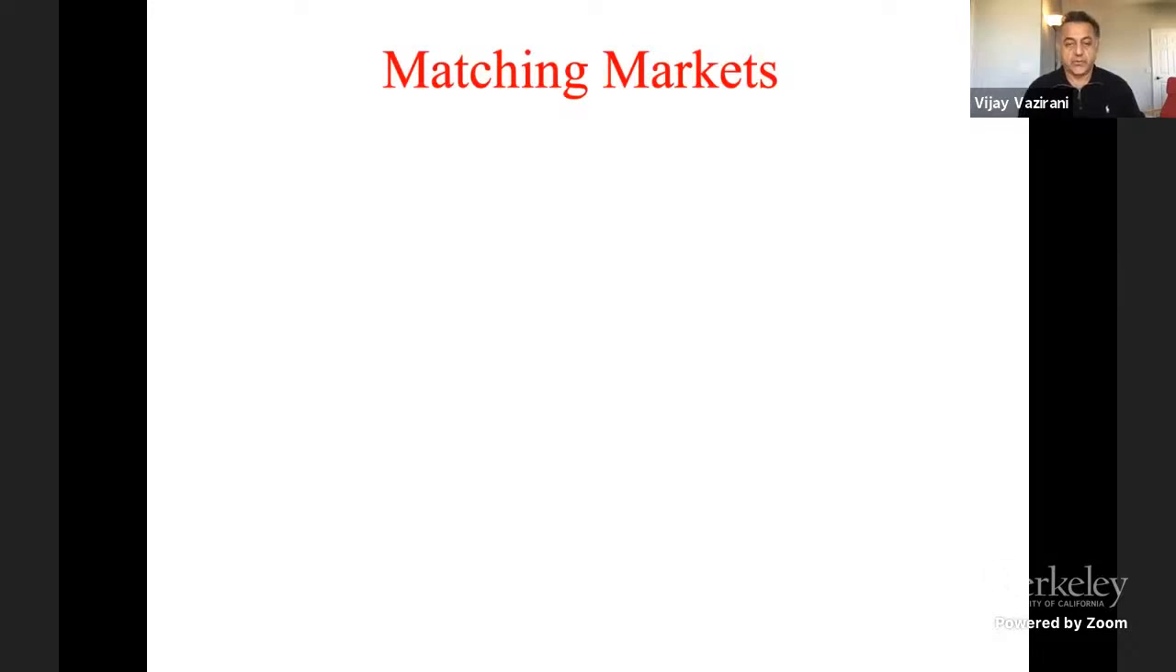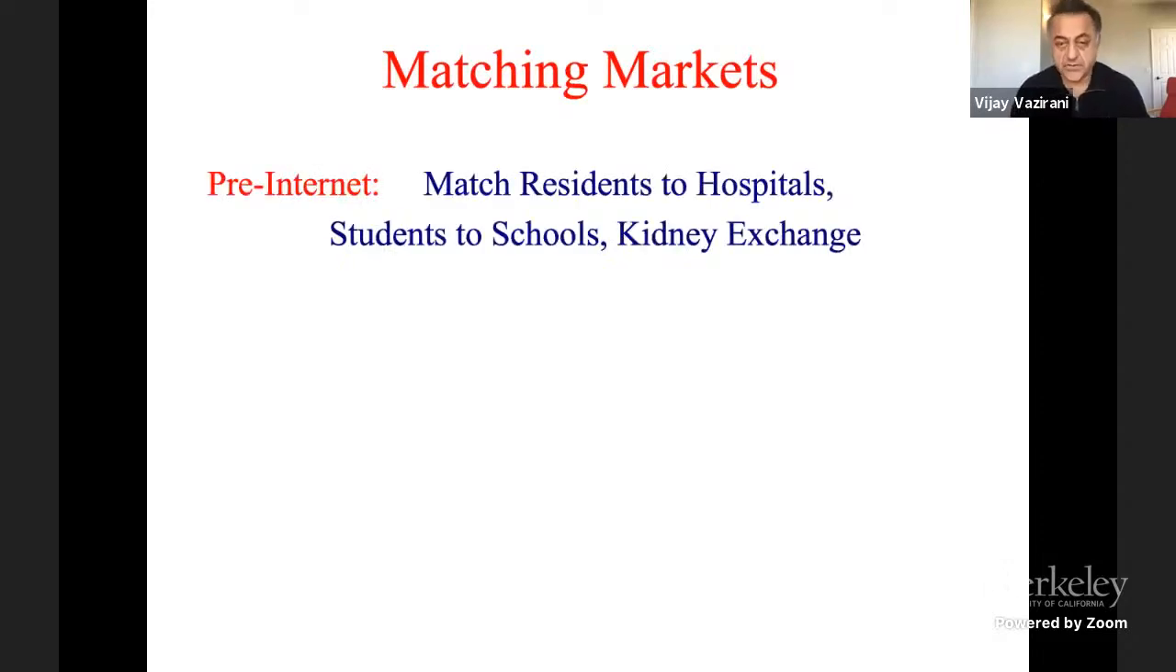The first one was, of course, the Gale-Shapley stable matching paper, which led to the matching of residents to hospitals. So this is a very ancient field in that sense, matching students to schools, kidney exchange, and so on.